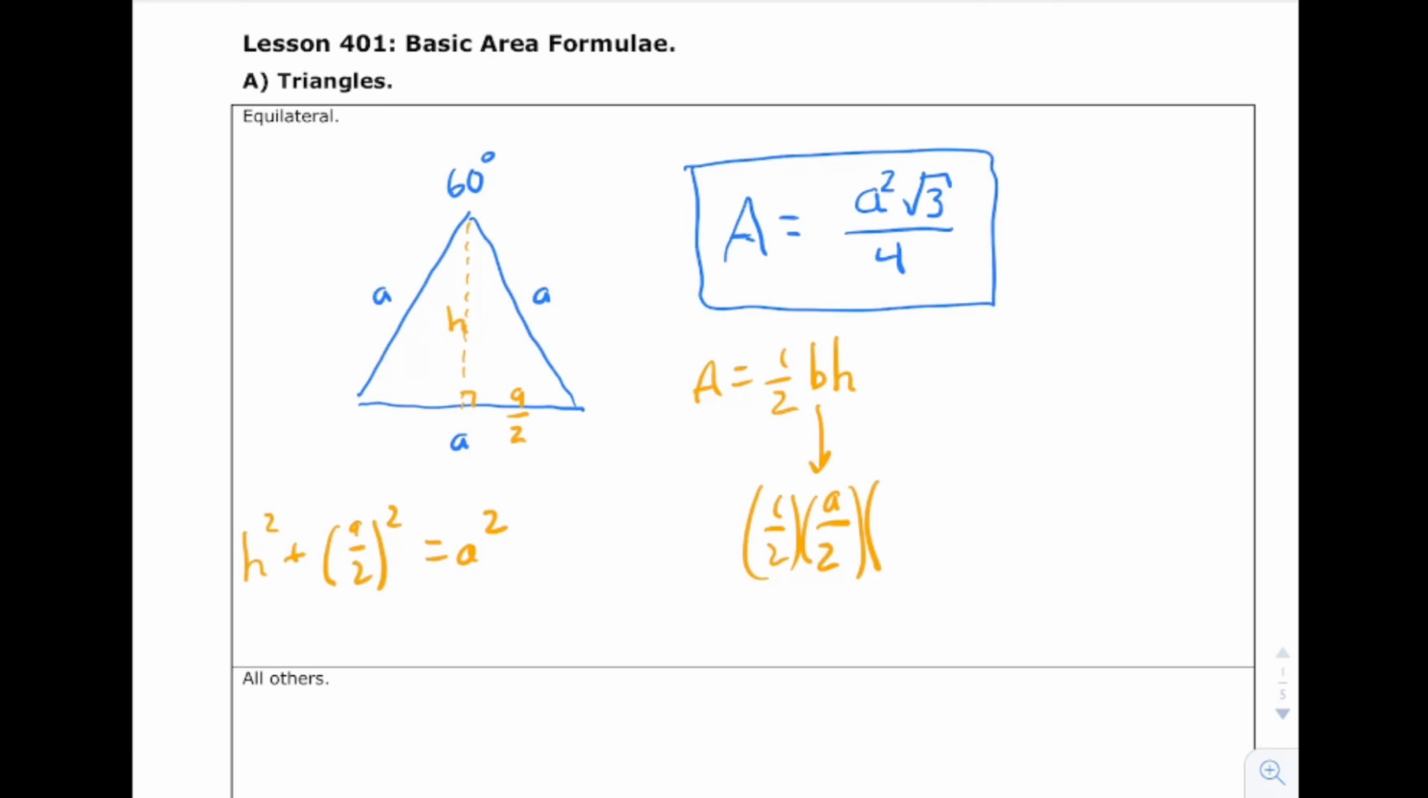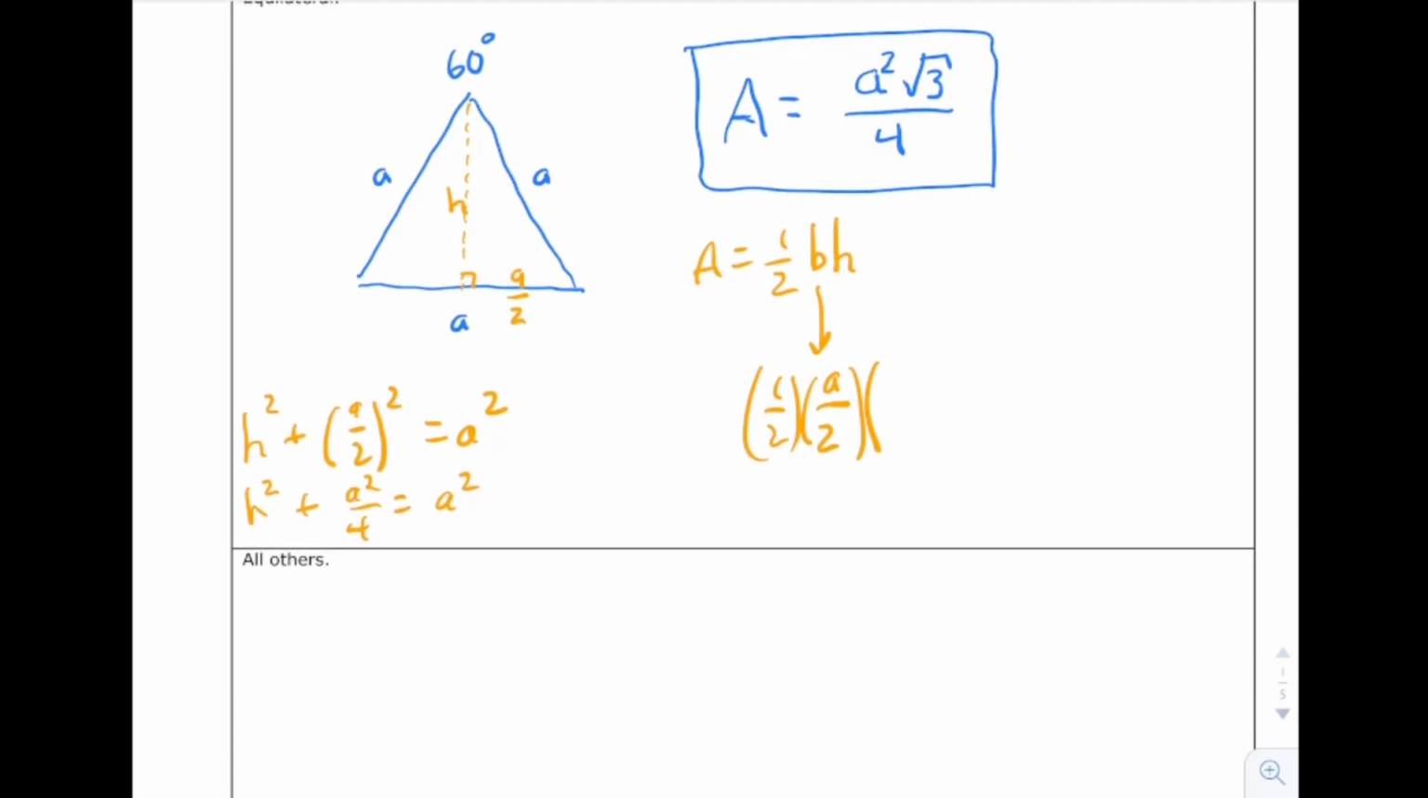Now, if I solve this thing for h, what am I going to get? Well, let's see now here. That's an h squared. That would be an a squared over 4. This would be an a squared. Now, if you were to subtract this on both sides, basically you've got a 1 a squared, which is the same thing as 4/4 a squared, and then I'm subtracting the a squared over 4, which is the same as 1/4 a squared, and you're getting 3/4 a squared.